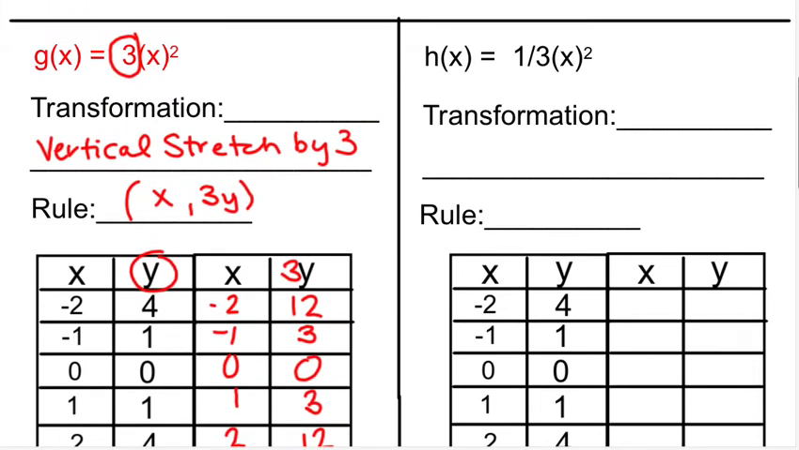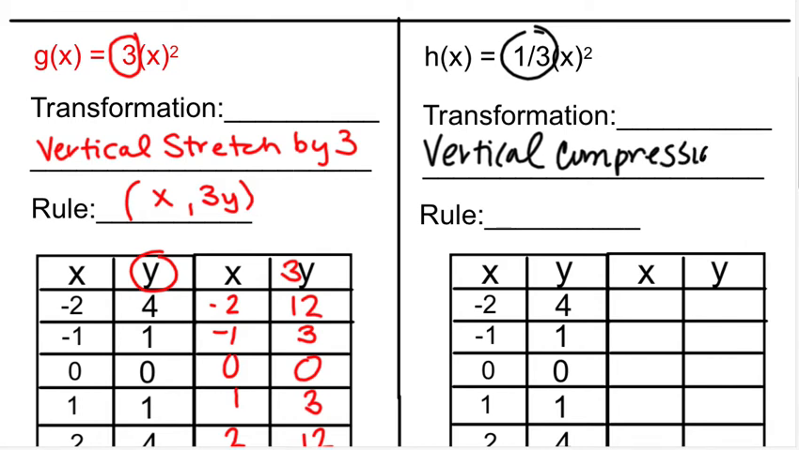All right, heading back. 1/3. 1/3 is a fraction, so it is a number between 0 and 1. So we call this a vertical compression by 1/3. The rule, again, it's affecting the y values, the vertical axis. So the x is going to stay as it is, and now we multiply every y value by 1/3.